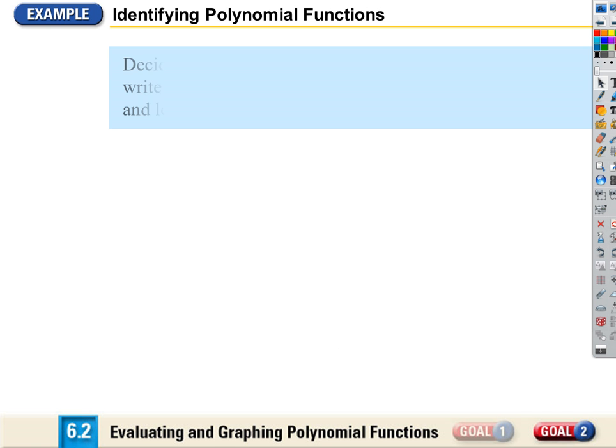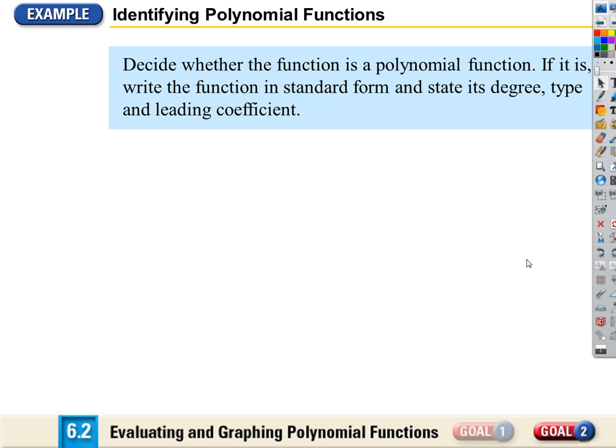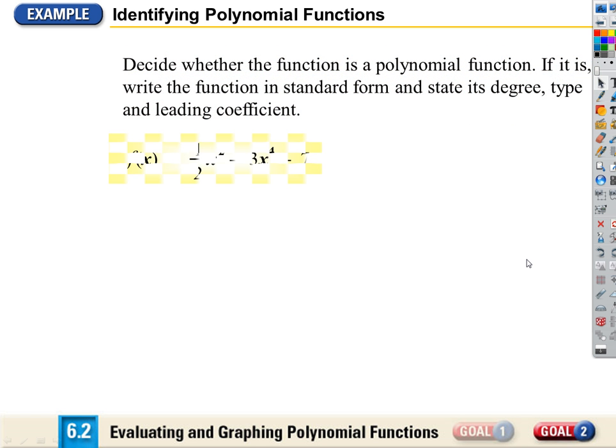Okay, so real quick, just tell me yes or no. Is that a polynomial? Don't say it out loud, but everybody look at that for a second. Let's see if we can come to some class consensus on this. Okay, we're going to answer some questions here. We want to know, first of all, is it a polynomial? If it is, is it in standard form? If it is, state its degree, the type, and the leading coefficient.